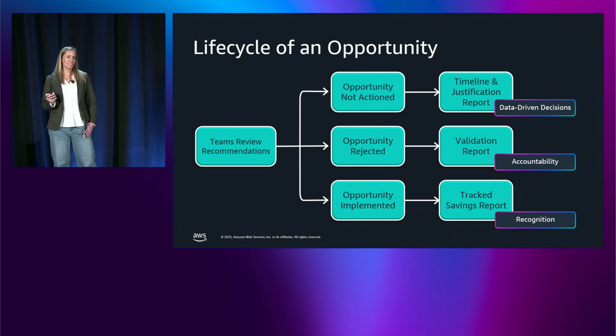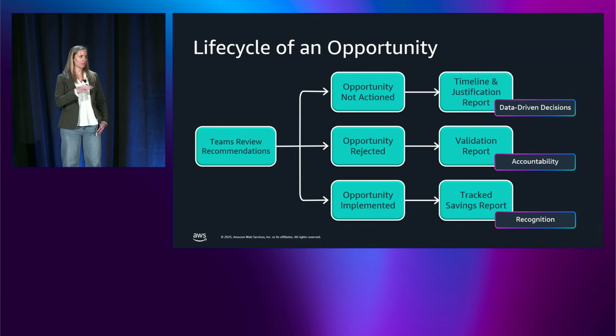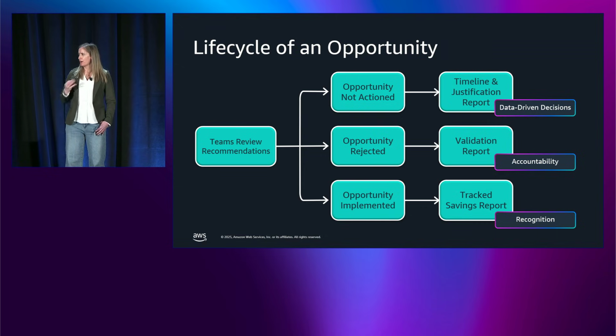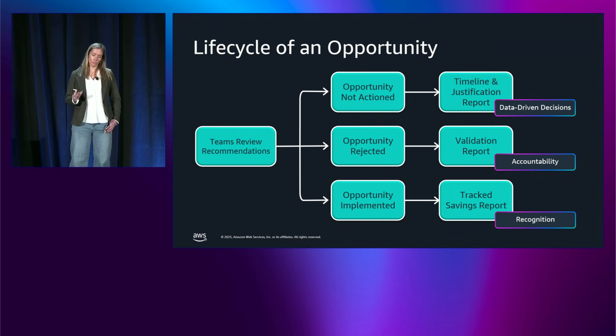The fun one is implemented opportunities go into the track savings report. For this one, we baseline the cost of the resource the month before the optimization is performed, and we compare that to subsequent month costs, which allows us to track savings even if a team's account or environment or system is still growing.